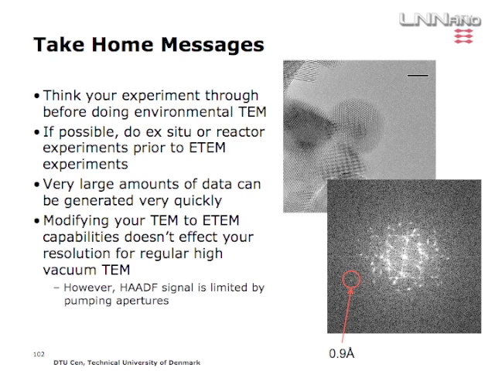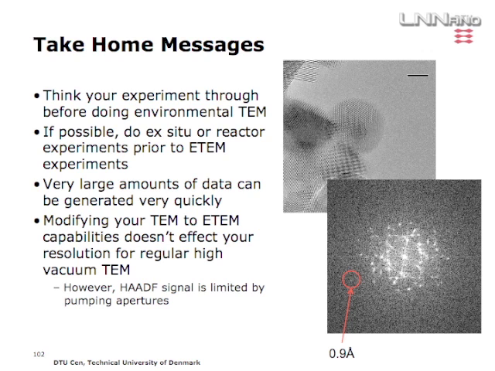So, if possible, do ex situ reactor experiments prior to ETEM experimentation. You have to be careful. Very large amounts of data can be generated quickly. Consider if you use the full CCD on a standard microscope, a 2K by 2K CCD. Each image, if you record it in Digital Micrograph, is 16 megabytes. If you want a time resolution of 500 milliseconds, you're generating 16 or 32 megabytes per second. So just a 1 minute movie is a big thing.